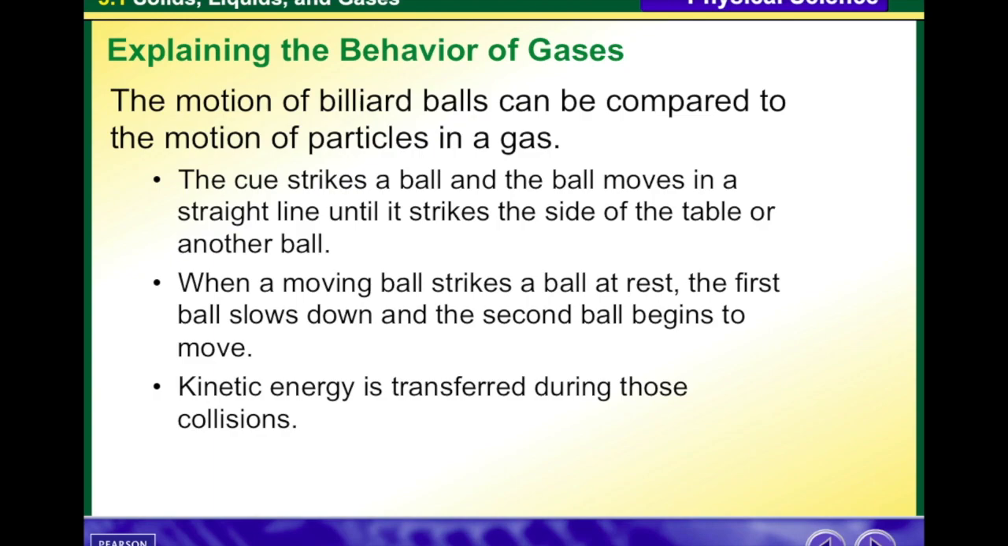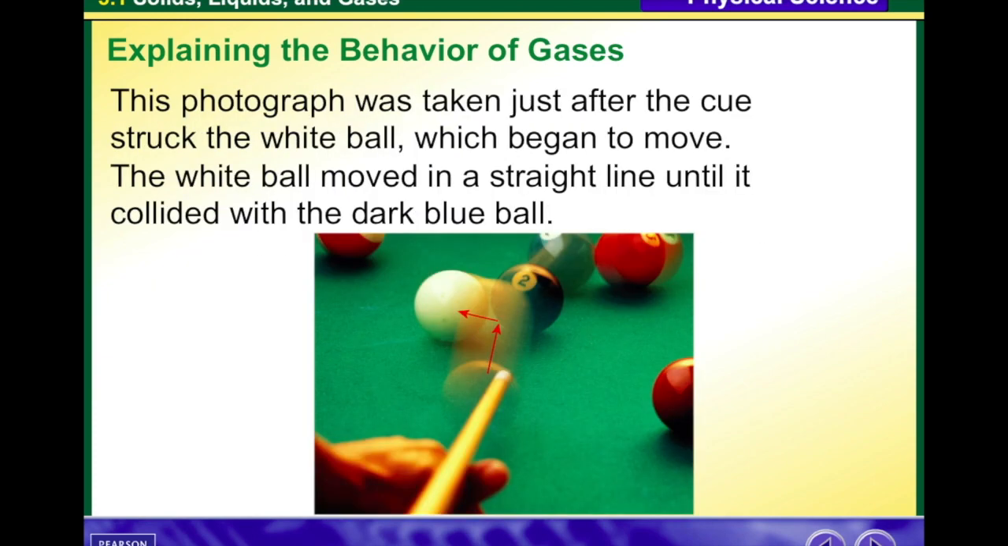When the moving ball strikes a ball at rest, one ball might slow down, the second ball might begin to move, but it's just kind of random chaos. Kinetic energy is transferred between those collisions, and gases are just lots of fast-moving, spread-out particles. Here's a photograph. The cue was just struck, and it hits the 2-ball, and the energy can be transferred when those particles collide. But like in a gas, there's lots of empty space and lots of random motion.